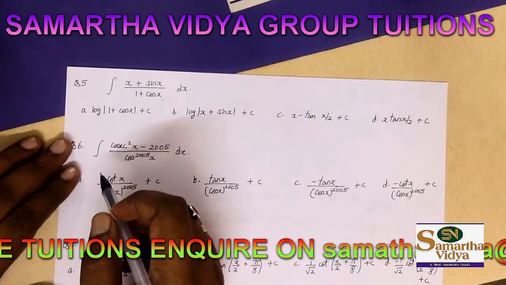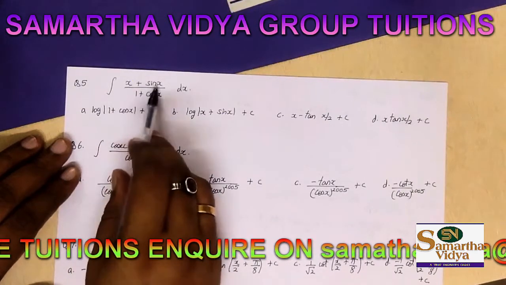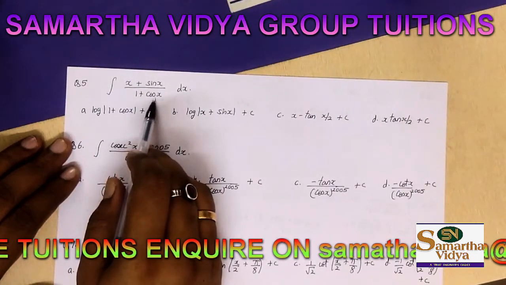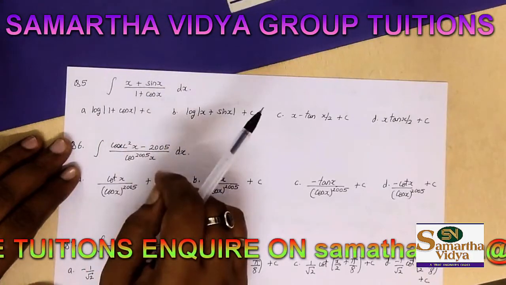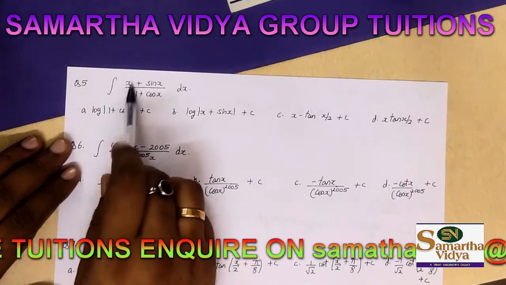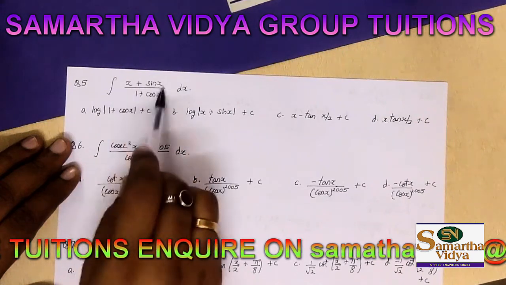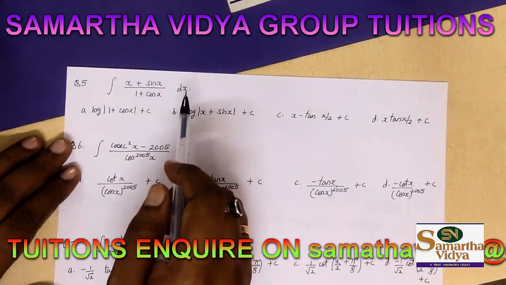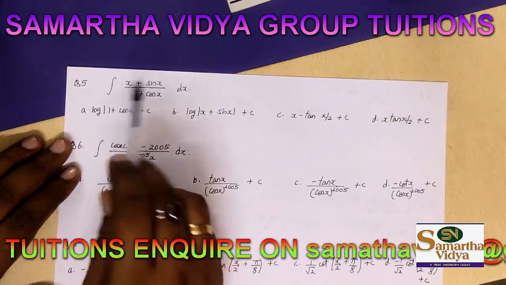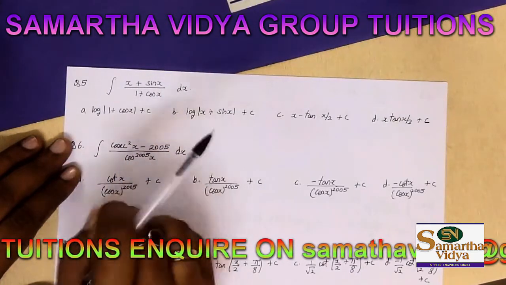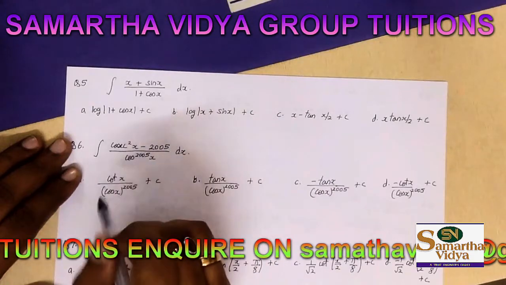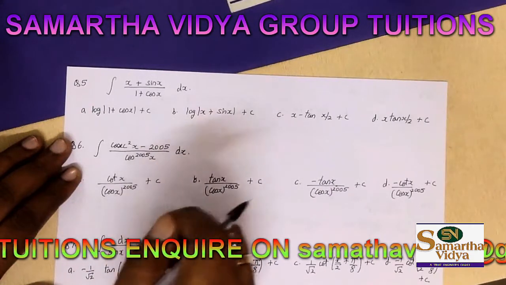Now moving on to the next one, we have the integration of (x plus sin x) upon (1 plus cos x). This is a little bit complicated because we have an algebraic term present, and we also have the sine and cosine, the trigonometric terms, present. Whenever an algebraic term is present in an integration along with trigonometry, it becomes a little bit difficult to solve.